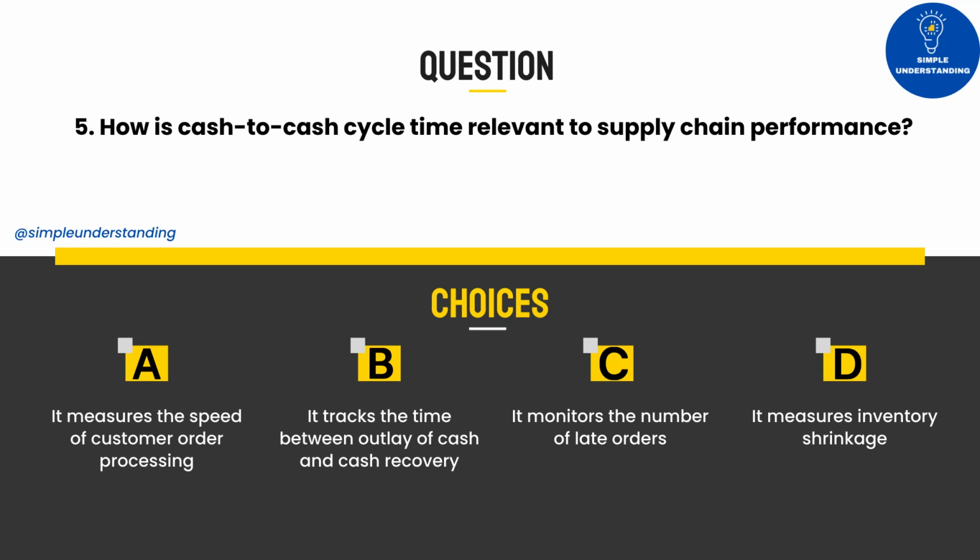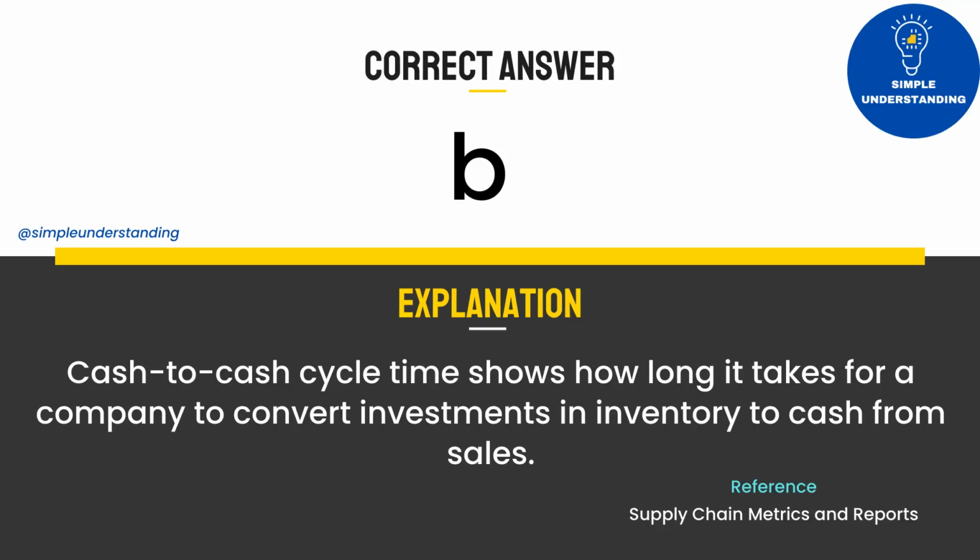5. How is cash-to-cash cycle time relevant to supply chain performance? A. It measures the speed of customer order processing. B. It tracks the time between outlay of cash and cash recovery. C. It monitors the number of late orders. D. It measures inventory shrinkage. Correct answer: B. Explanation: Cash-to-cash cycle time shows how long it takes for a company to convert investments in inventory into cash from sales, impacting liquidity and efficiency.